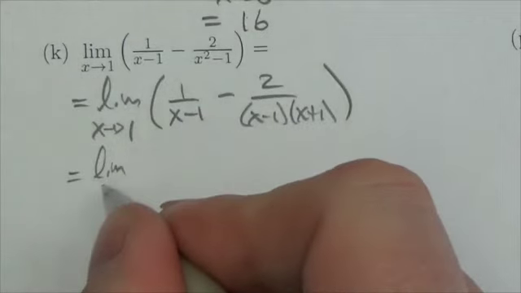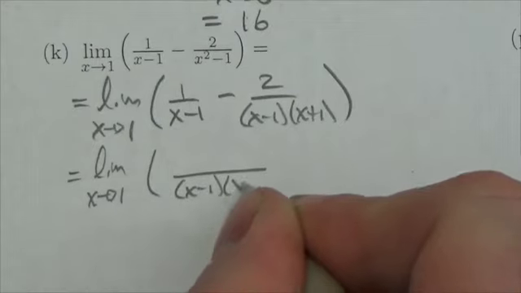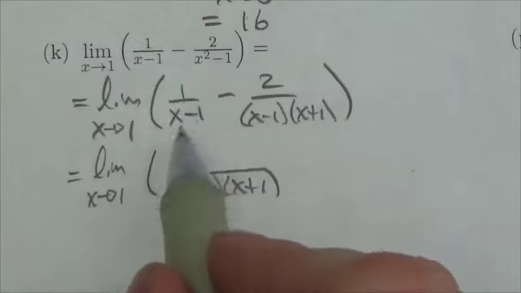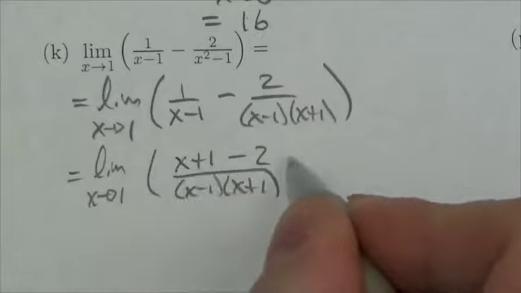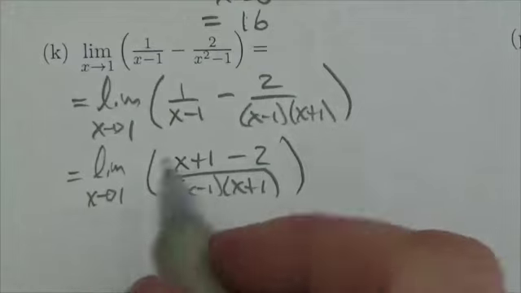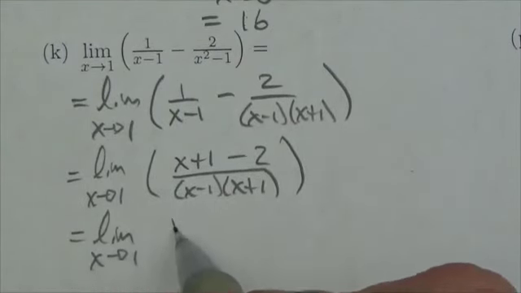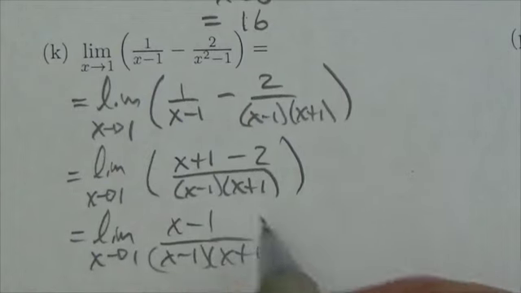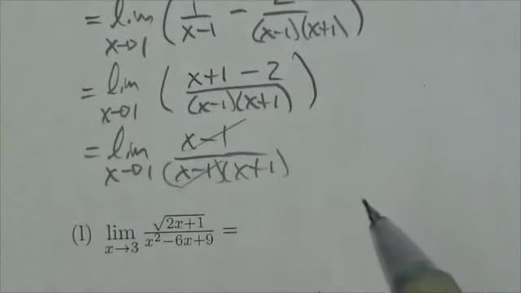So this will be the limit as x approaches 1 of, and this will be (x minus 1)(x plus 1). The factor that was missing here was the x plus 1, so I have to put that in the numerator. So it becomes x plus 1 minus 2. I didn't really need to do anything to the numerator in the second term. But this will become the limit as x approaches 1 of x minus 1 over (x minus 1)(x plus 1). And now all of a sudden I can see, look at that, that factor will cancel with that factor.